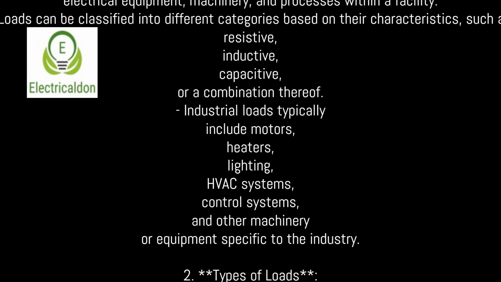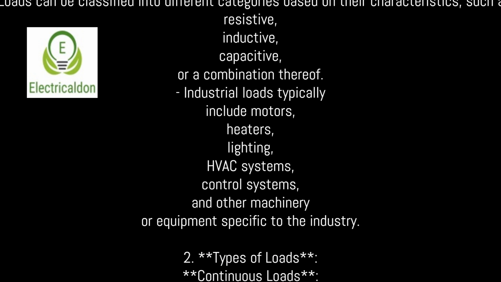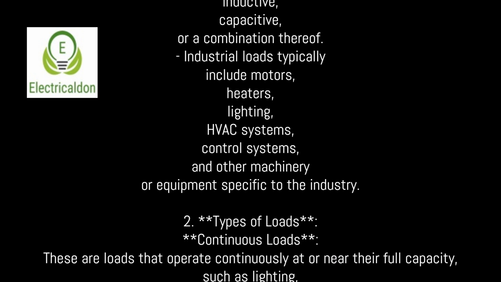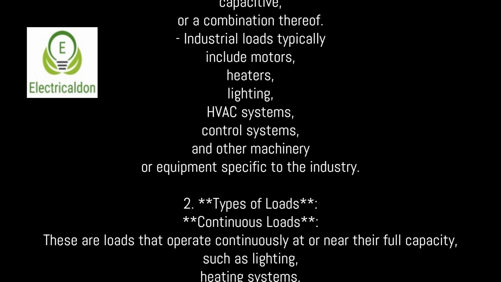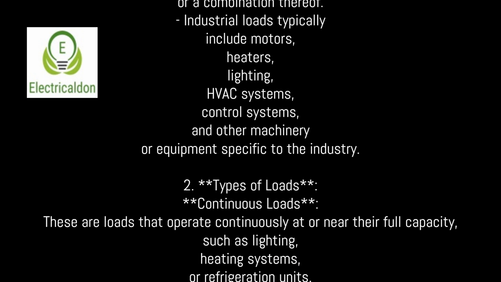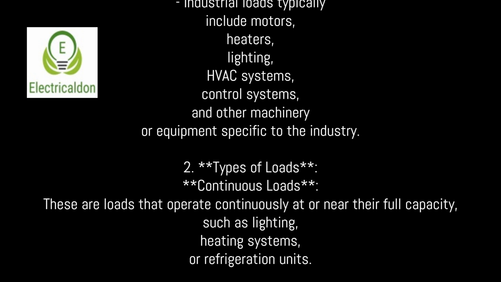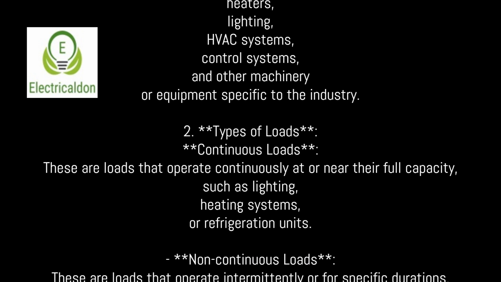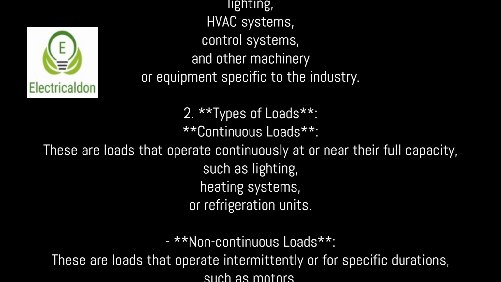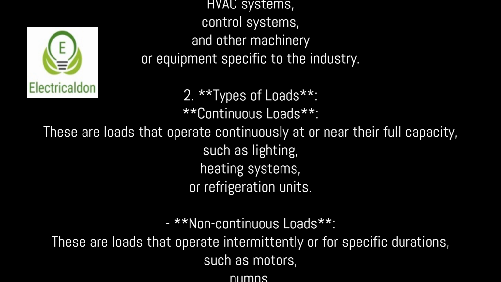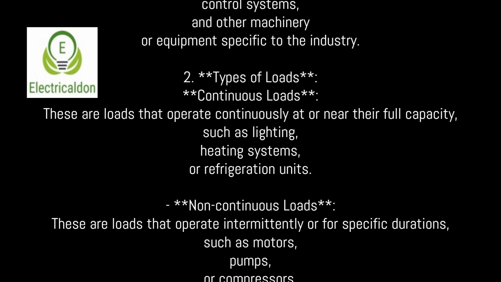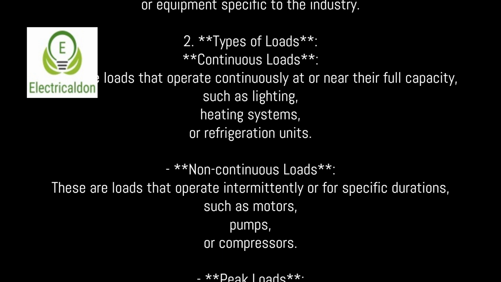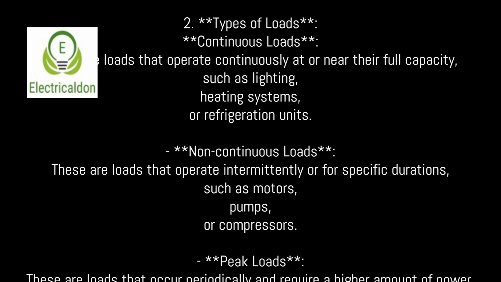2. Types of loads. Continuous loads. These are loads that operate continuously at or near their full capacity, such as lighting, heating systems, or refrigeration units. Non-continuous loads. These are loads that operate intermittently or for specific durations, such as motors, pumps, or compressors. Peak loads. These are loads that occur periodically and require a higher amount of power, such as during startup or peak production periods.